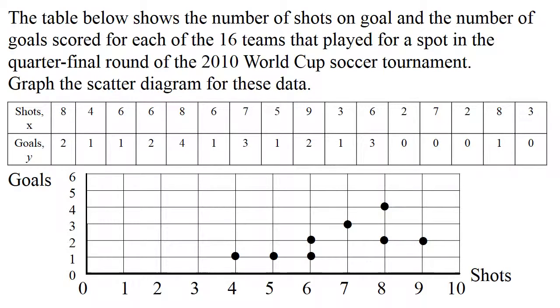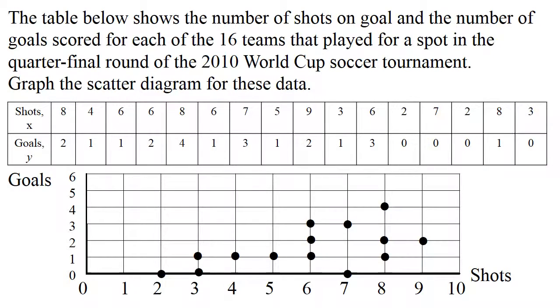(9, 2), over 9, up 2. (3, 1), over 3, up 1. (6, 3), go over 6, up 3. (2, 0), that would be on that axis. (7, 0) would be on the axis again. Another (2, 0), so I already have a point there. (8, 1), so over 8, up 1, and (3, 0).